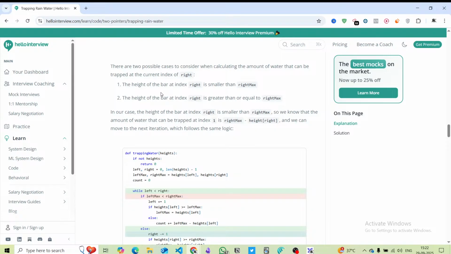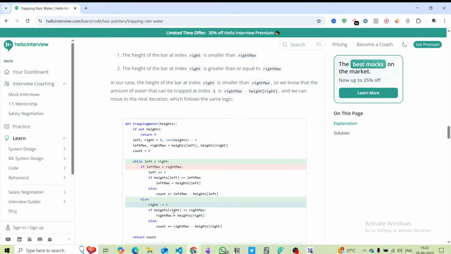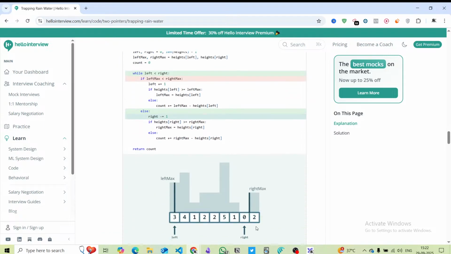Types of two possible questions, where when calculating the amount of water that can be trapped, the current index of the bar is smaller than the max. Okay, so here is the next thing. What we'll do next is check if the height of right 0 is greater than or equal to 2. No. So we just count plus equal to right max.